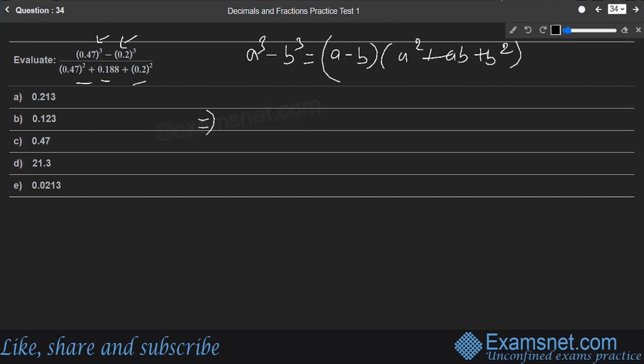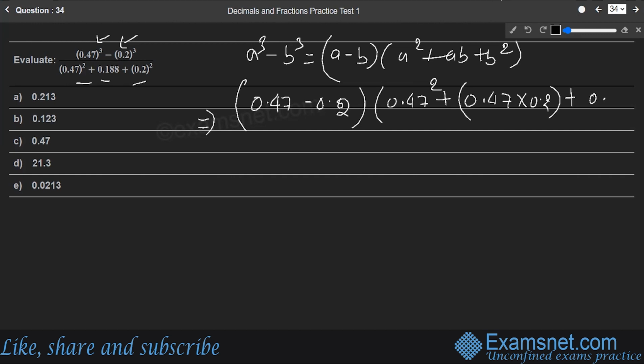With a being 0.47 and b being 0.2, we can write this as 0.47 minus 0.2. Then inside, there has to be 0.47 square plus the product 0.47 into 0.2, and at the very last plus b square, which is 0.2 whole square. This is the numerator, divided by the denominator as it is.